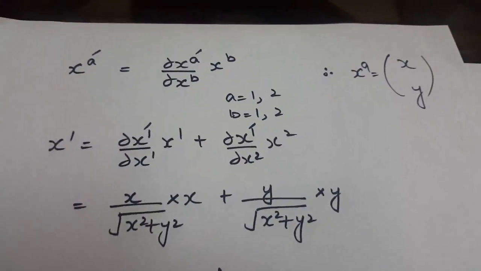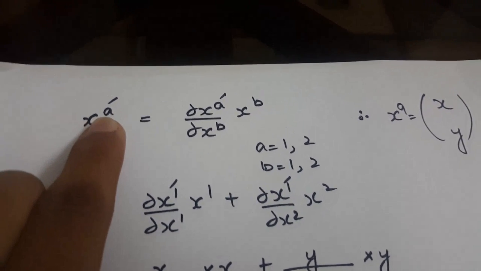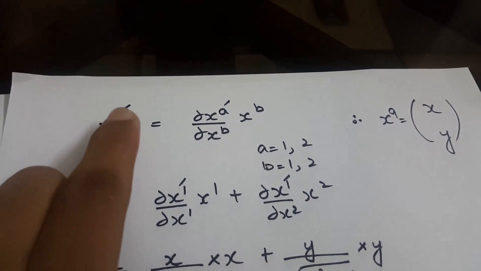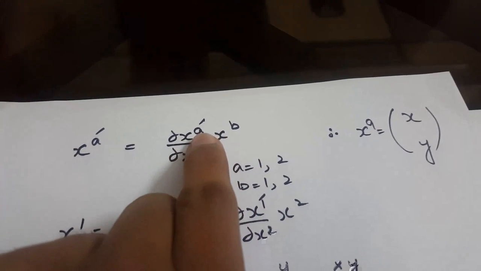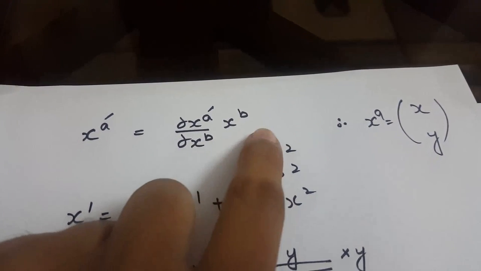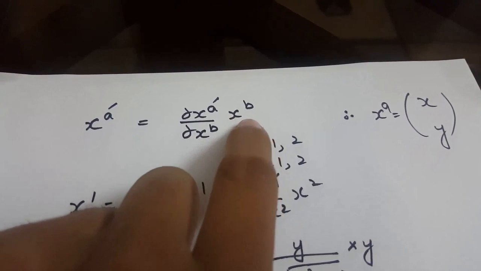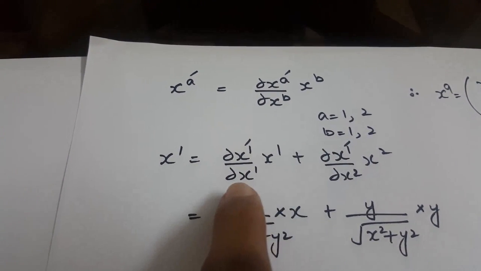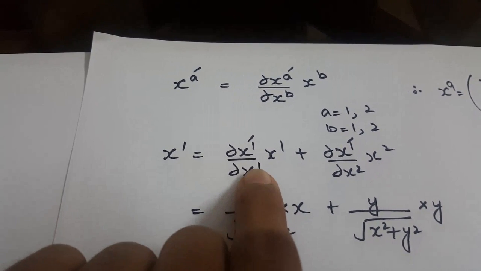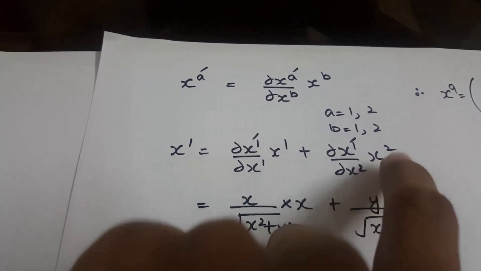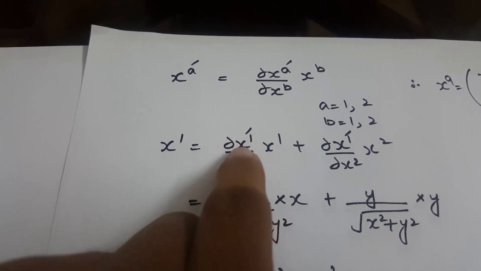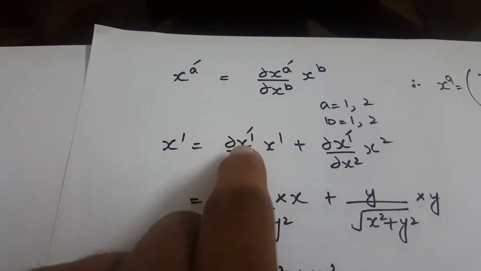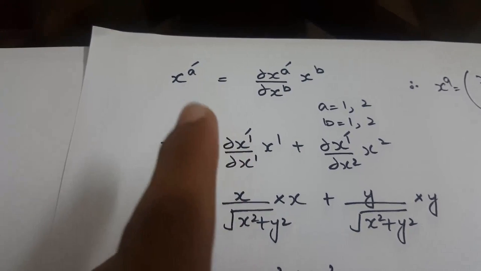Now what we are going to do is, we already know that A can have two values, that is 1 and 2. So we will fix A equal to 1 here and here, and give variation to B. B can have two values, that is 1 and 2. So we will fix A equal to 1 here, that is 1 here and 1 here, and give variation to B. For once we have to put 1 here, and the next time we have to put 2 here. And we already know these values from Jacobi transformation matrix, and we put that value from Jacobi transformation matrix here.